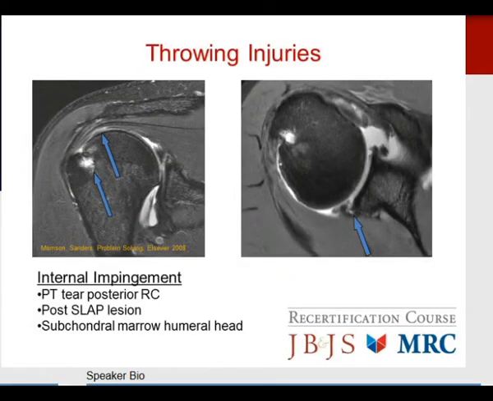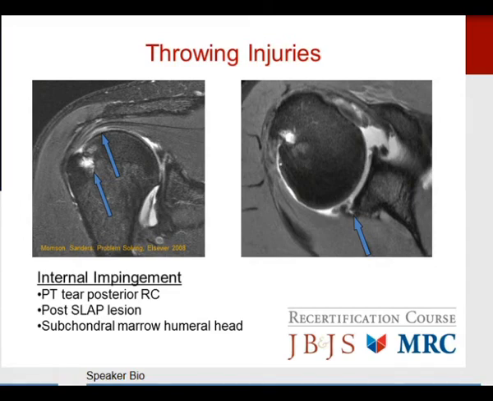A throwing injury is another classic injury pattern that you should be familiar with. In these overhead athletes, usually adolescent or young adults, we see abnormal changes of the posterior aspect of the rotator cuff. We can see tendinosis. We can see partial thickness tearing along the undersurface.